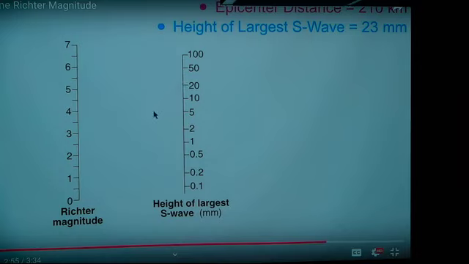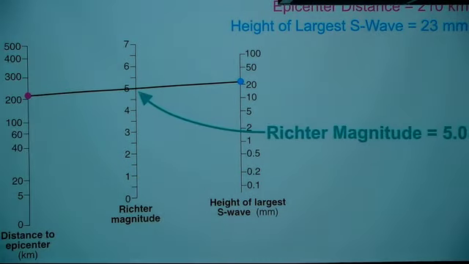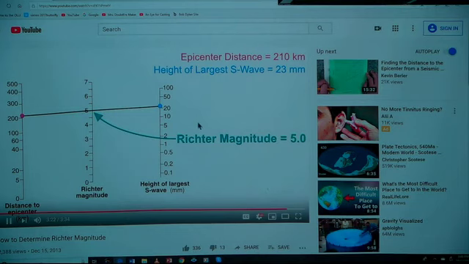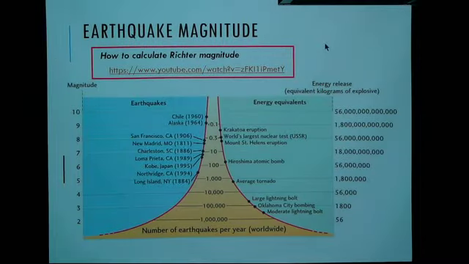We simply need to plot those 2 points on the left and right axis of this chart as such. You'll notice the pink dot is at a distance of 210 and the blue dot is at a height of 23. Now all we need to do is use a straight edge to connect those 2 points, and wherever we cross the middle axis, the Richter magnitude axis, that is our Richter magnitude. So this earthquake has a Richter magnitude of 5.0. Now, of course, they're doing this with computers today and so forth. They don't use pencils and papers anymore.